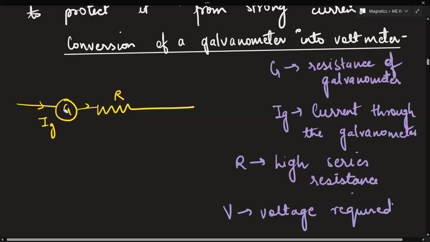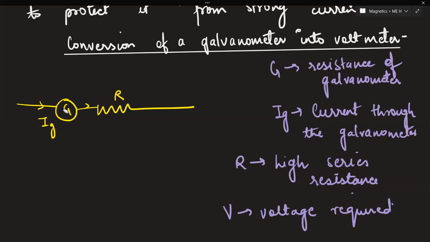So G is the resistance of galvanometer. Ig is the current through the galvanometer. R is a high series resistance. Shunt was a low parallel resistance. Here R is a high series resistance. This we do not call a shunt. Shunt was specifically for the low parallel one. For this we just use the term resistor. And V is the voltage applied across it.